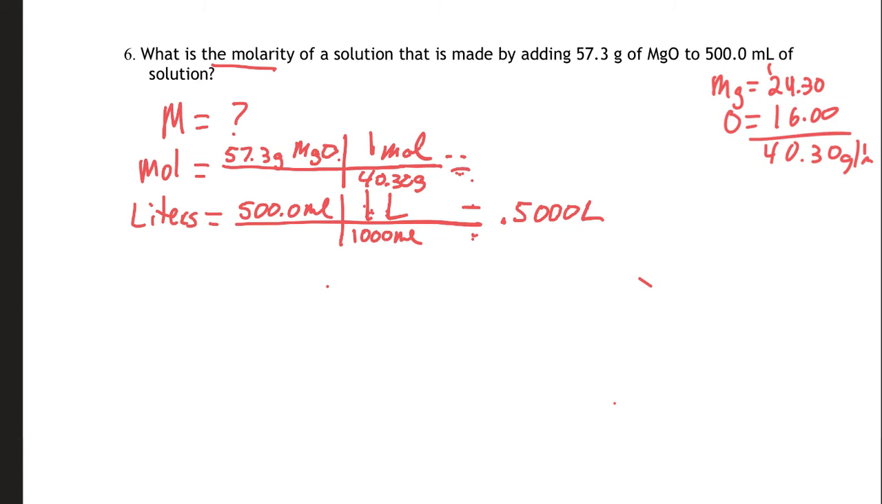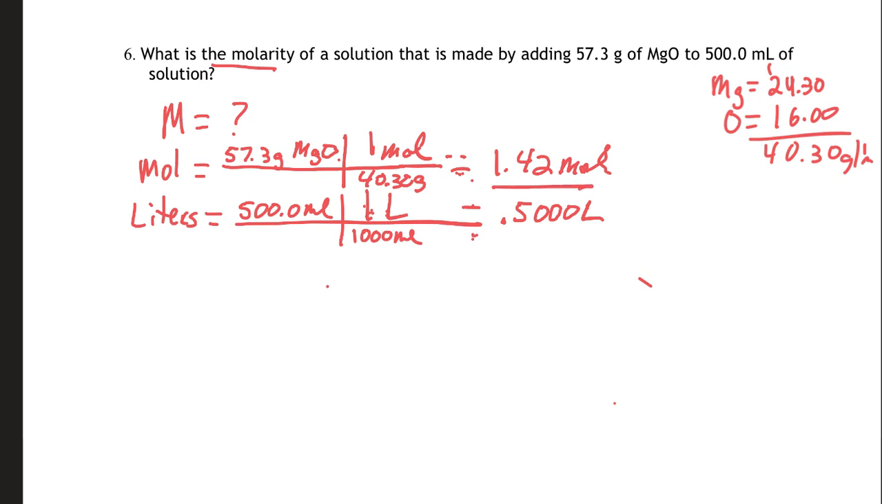Put that in the calculator. So use my fraction button, 57.3 times 1, go down to the bottom, 40.30. And that's going to give me an answer of, and I'm going to need 3 significant figures, 1.42 moles. So now I've got moles.